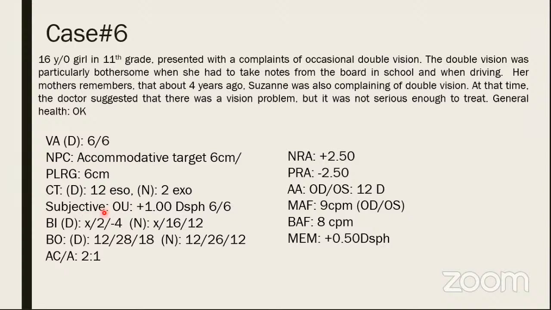On the cover test, the patient has 12 eso for distance and 2 exo for near. Subjective plus 1. Base-in value is poor and base-out value is good, and the patient has low AC/A ratio. NRA plus 2.5. PRA is this. MAF and BAF okay, and the patient has normal lag of accommodation. So on seeing these findings, what would be your provisional diagnosis in this patient, and what would be the management of the patient? Anybody can share?